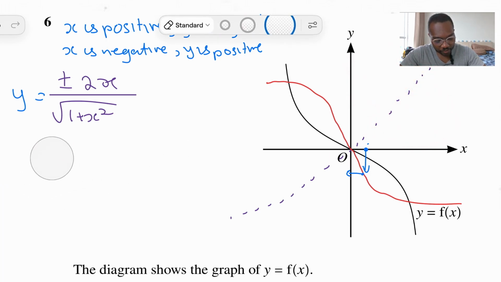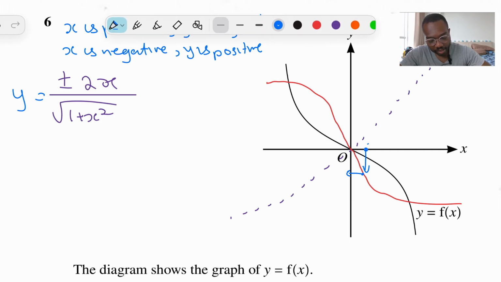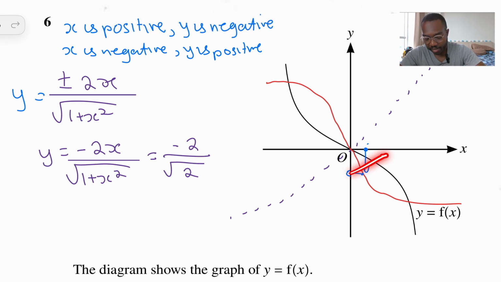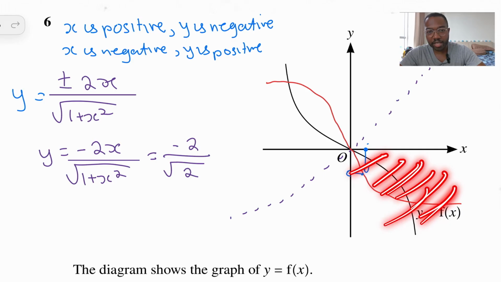Now let's do the same thing, but for when y is a negative 2x over the square root of 1 plus x squared. So now if we take that same value of 1 and work that out, we get a minus 2 times 1, which is a minus 2. And over the same thing, 1 plus a minus 1 squared will still give me a root 2, right? Well, now we get a negative value, which would therefore be in this quadrant here.